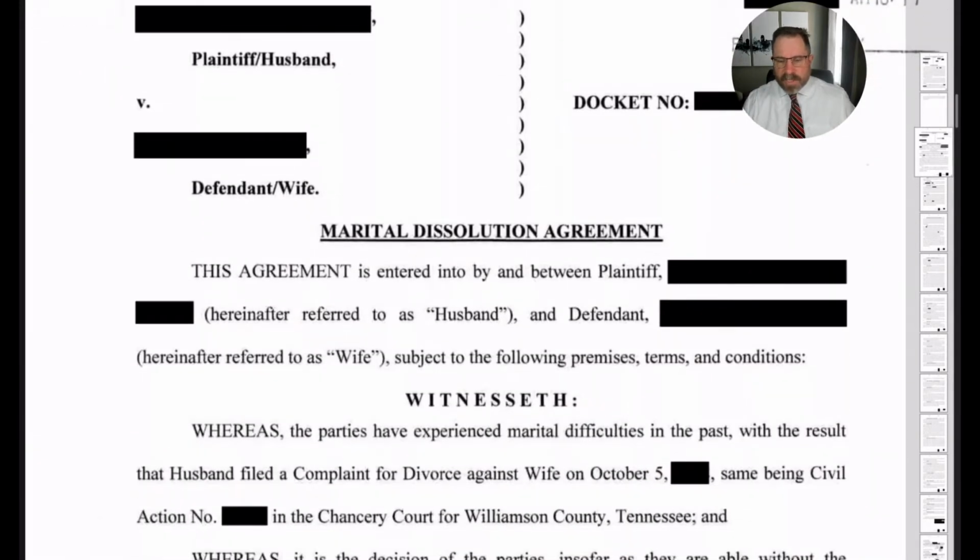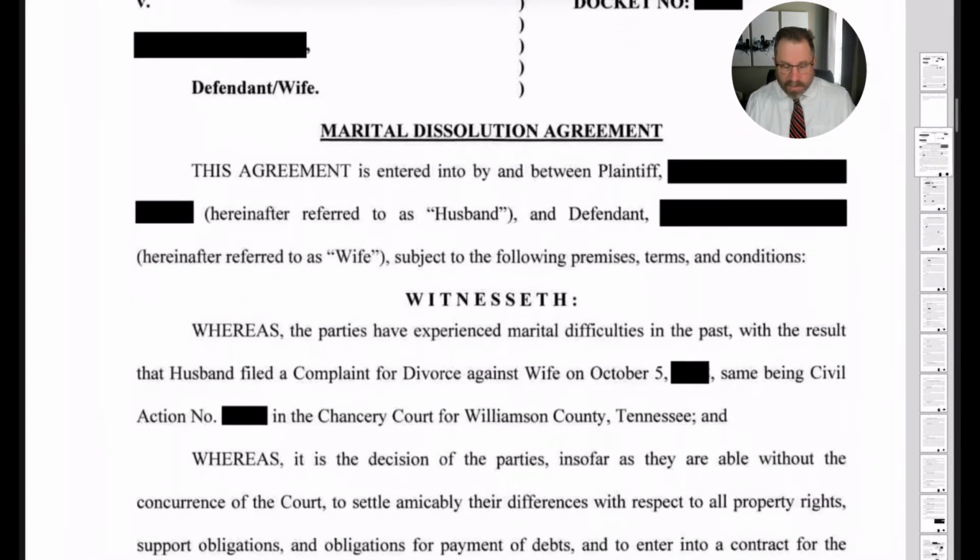Now this is negotiated at some length, and in this case, this one took months of getting ready to go to mediation, and then all day at a mediation to get this deal done. So let's take a look at it. Some of this is what we call boilerplate, meaning it's going to read almost exactly the same in any given lawyer's version of the marital dissolution agreement.